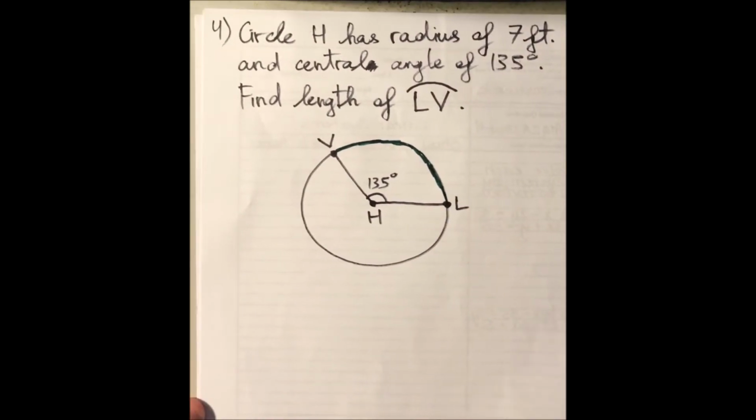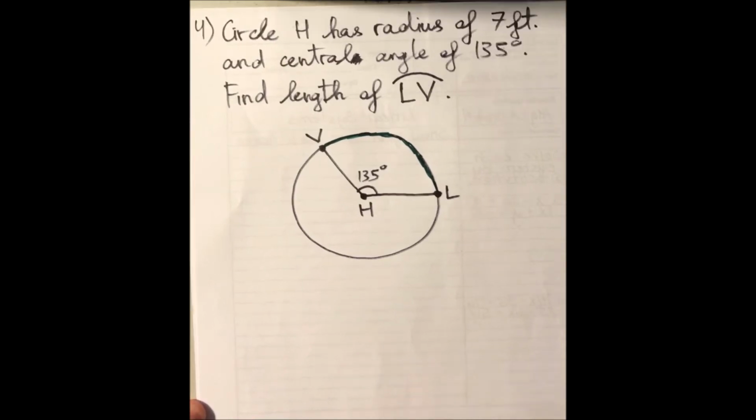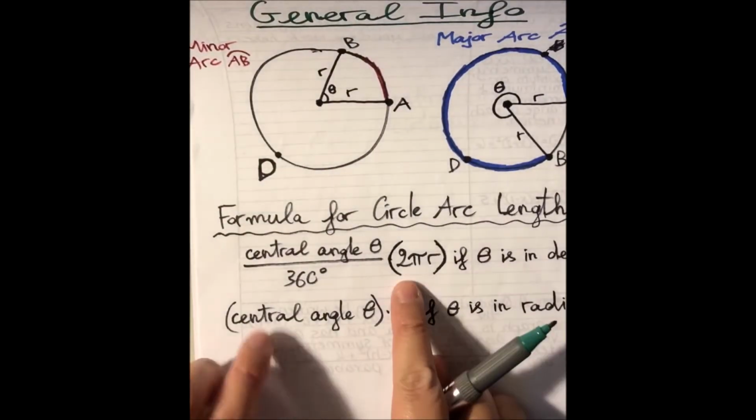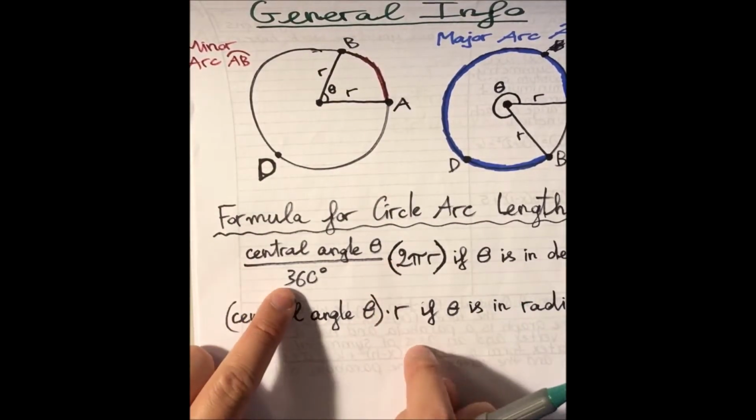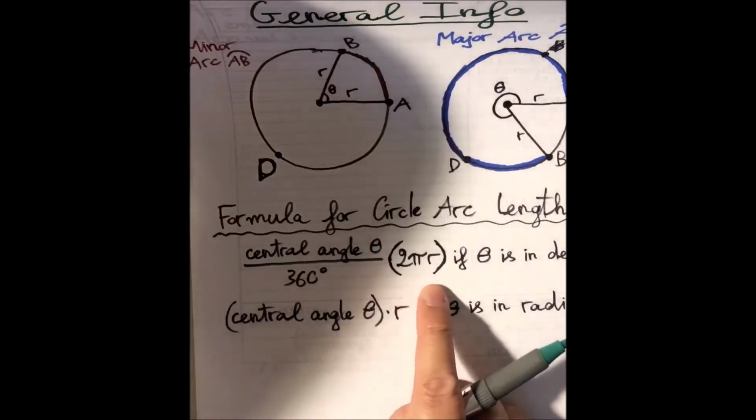Same as usual, because the central angle is given in degree form, we are supposed to use the first version of the formula of arc length of a circle, which is the one that says central angle theta over 360 right here. So we use this one.